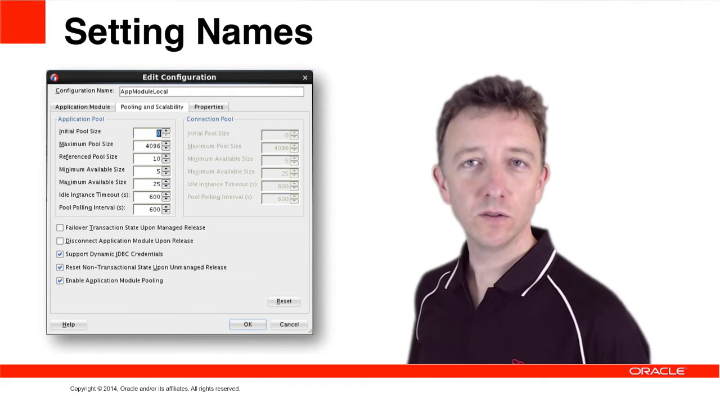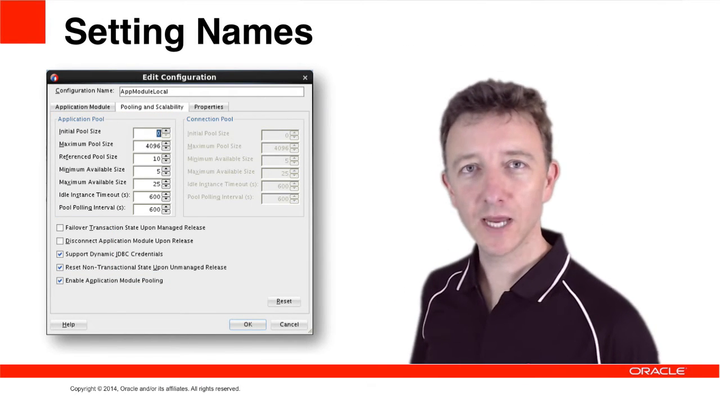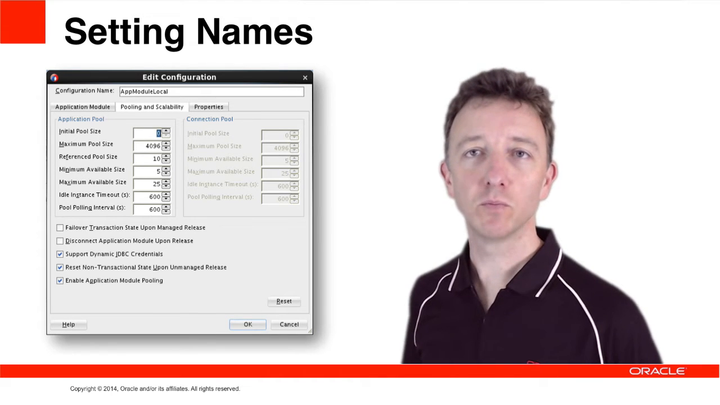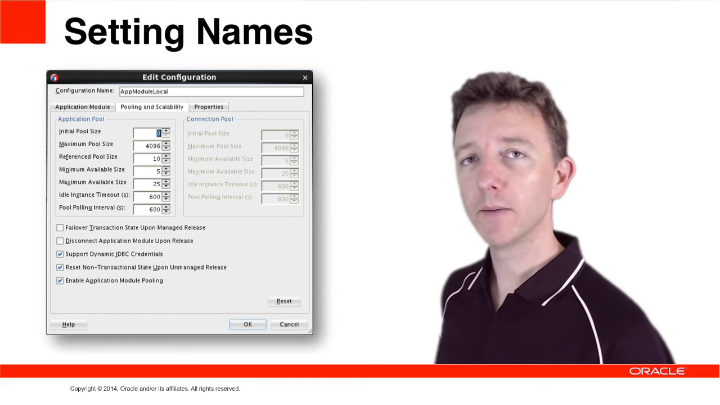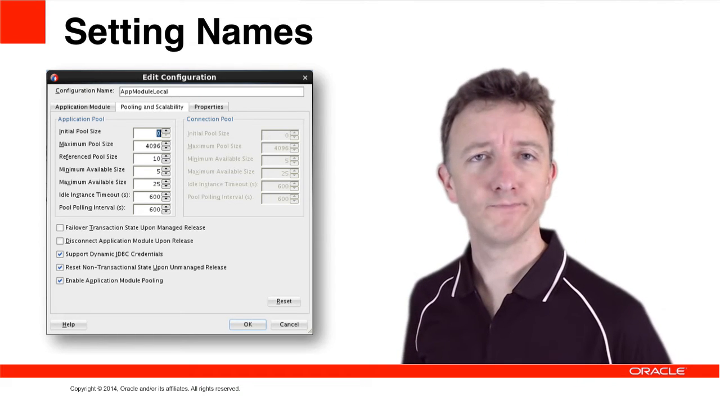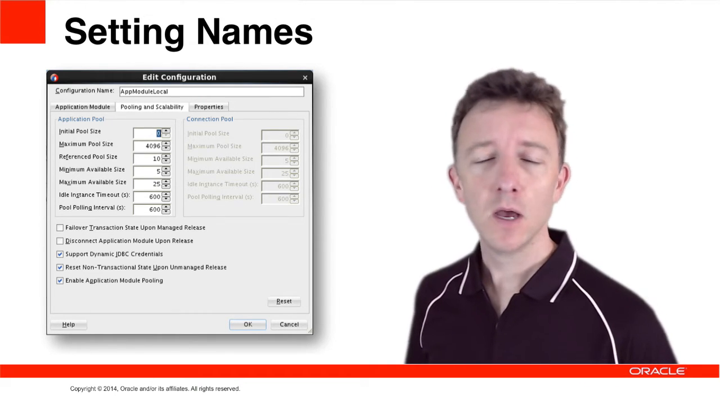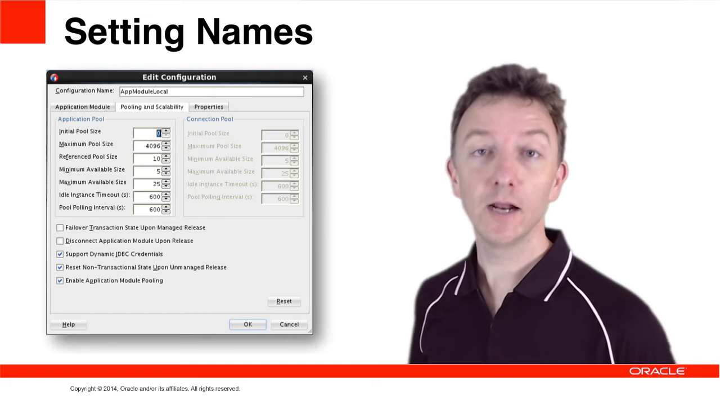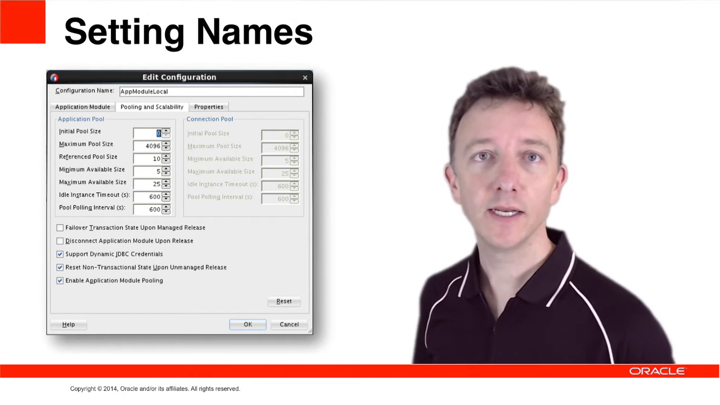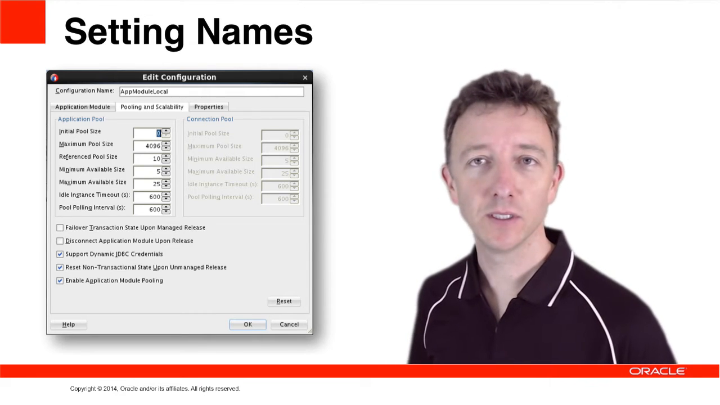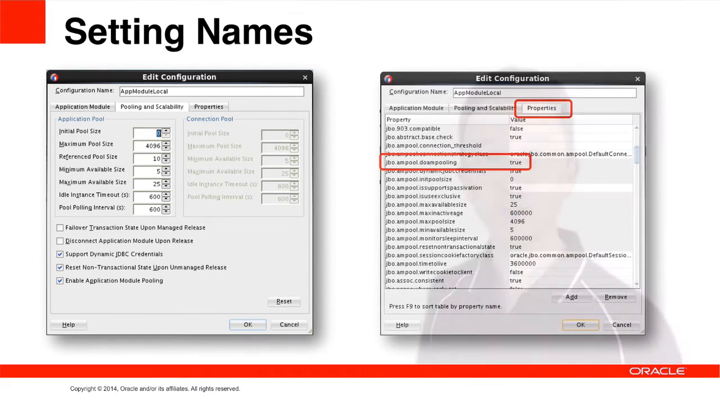Before we move on, do you notice how I referred to the option as Enable Application Module Pooling? But I also said it's called the jbo.ampool.doampooling option. Why did I do that? Basically, all the options that I'm describing on this page, the labels you will see are for your convenience to make it easy to understand what the option does. However, each option is represented by a key and a value, much like jbo.ampool.doampooling.